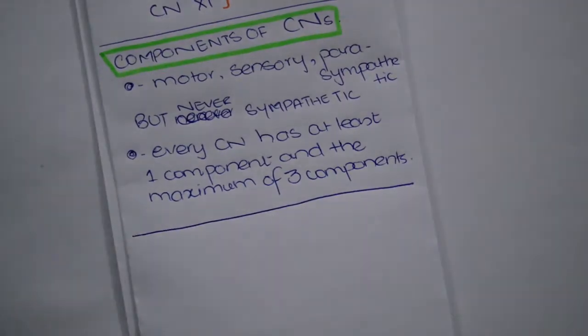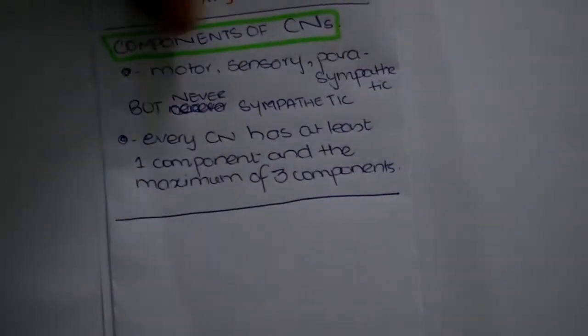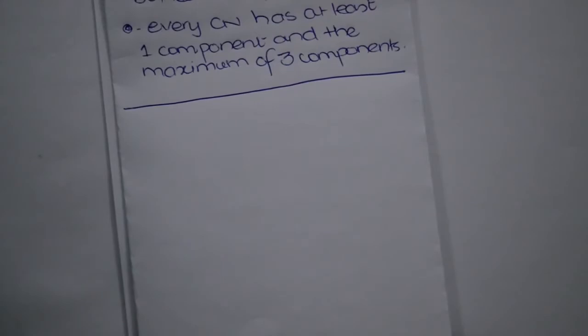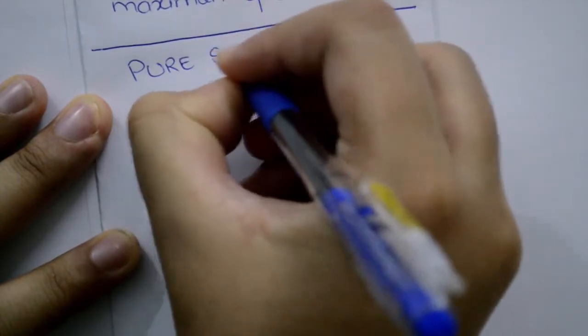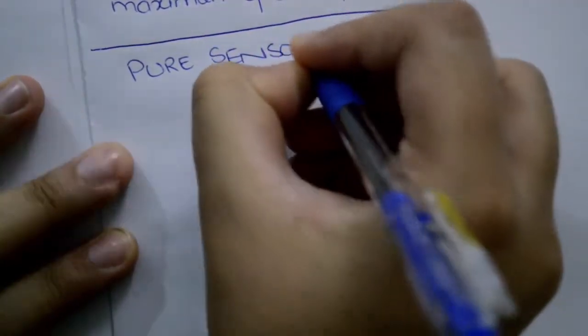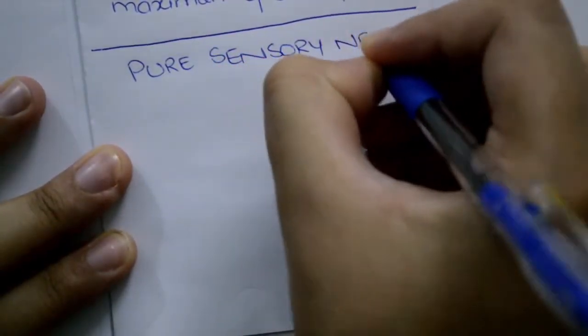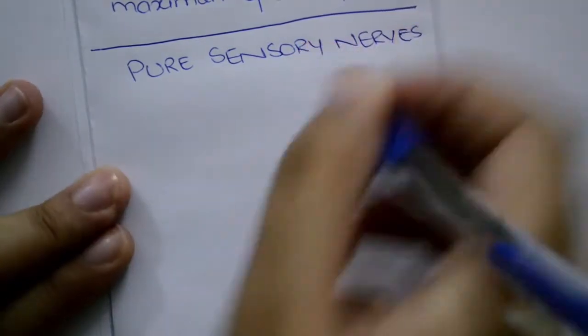About these components, let's know more. About these components, the pure sensory nerves out of the 12 nerves. These nerves will not have the motor fibers in them.